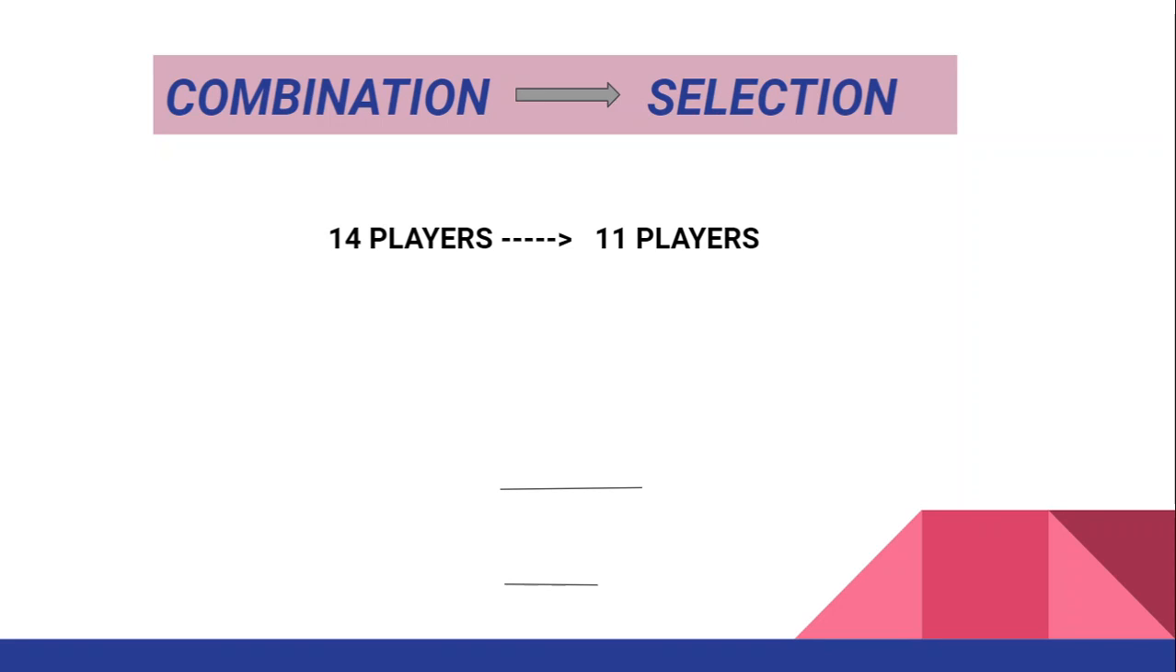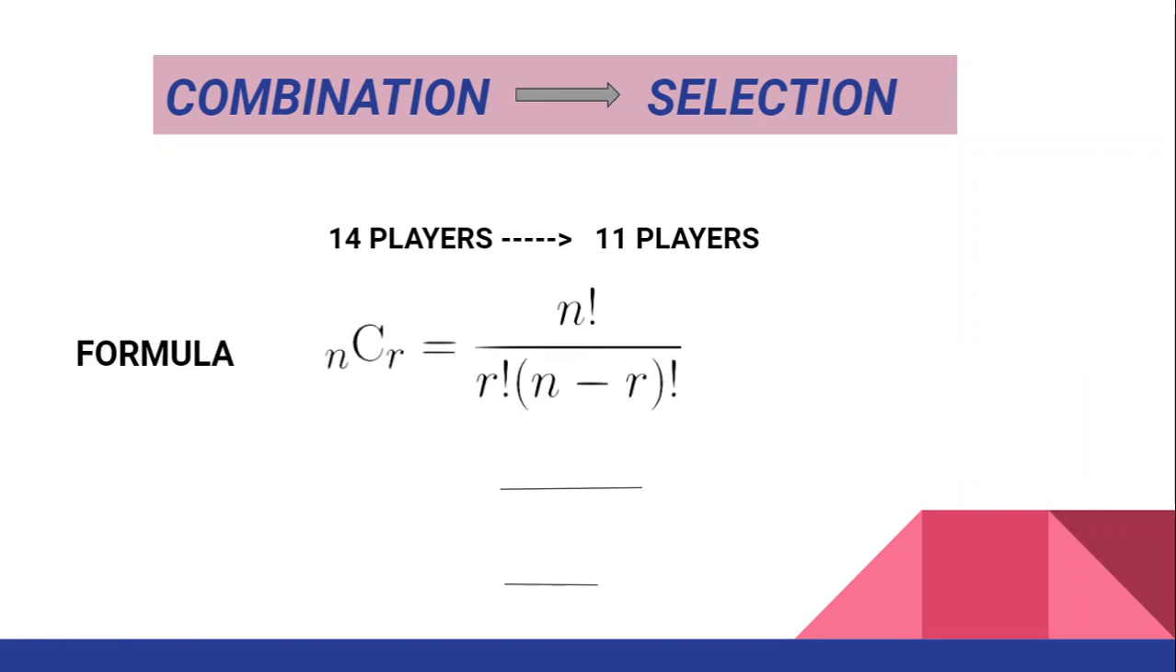So what is combination? Suppose I have 14 players and I have to make a team out of them, and the team has to consist of only 11 players. So here I am not arranging anything. I am selecting 11 players out of a given 14 players, right? So the formula for combination is nCr equals n factorial upon r factorial into n minus r factorial. So n is the same, r is also the same as it was in the formula for permutations.